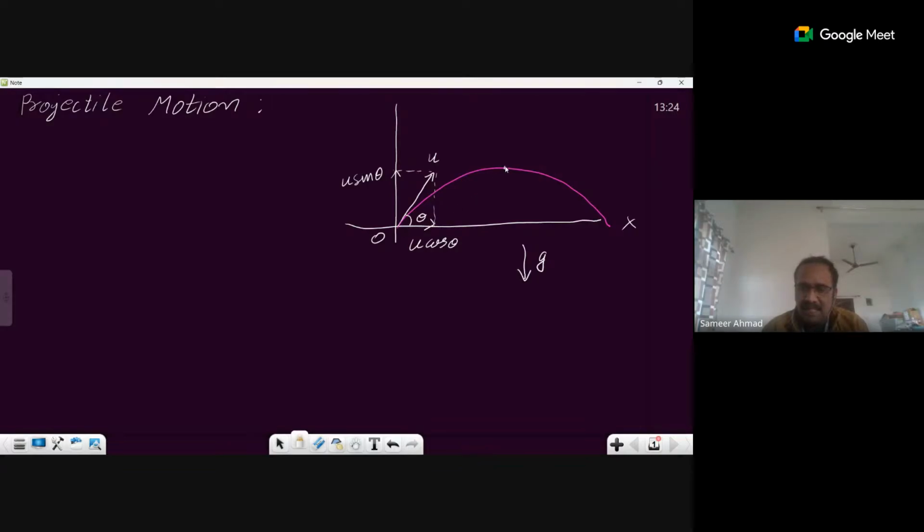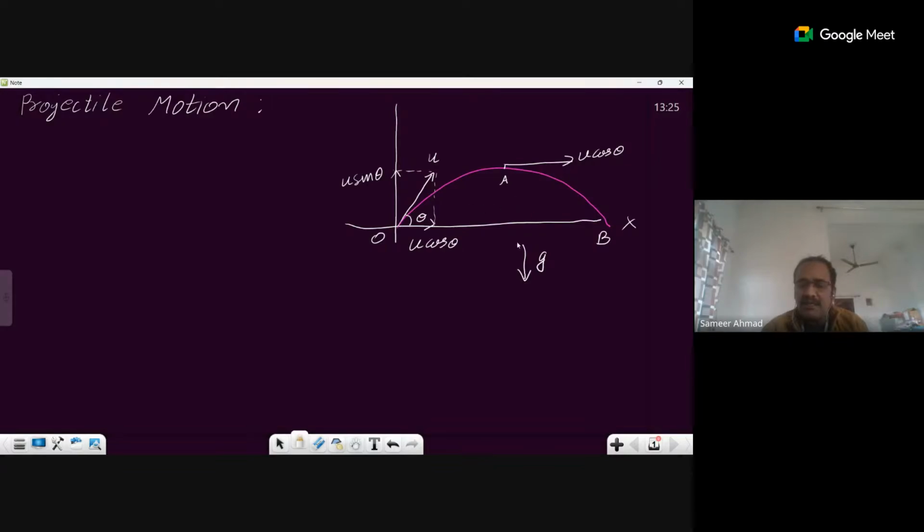So at the maximum height A, the vertical component will be 0, but the horizontal component still remains u cos theta. So the horizontal component remains u cos theta throughout the motion, and the vertical component decreases from u sine theta to 0 up to point A, and then again it becomes negative in the downward direction, 0 to again u sine theta. So u sine theta is variable, u cos theta is constant throughout the motion.